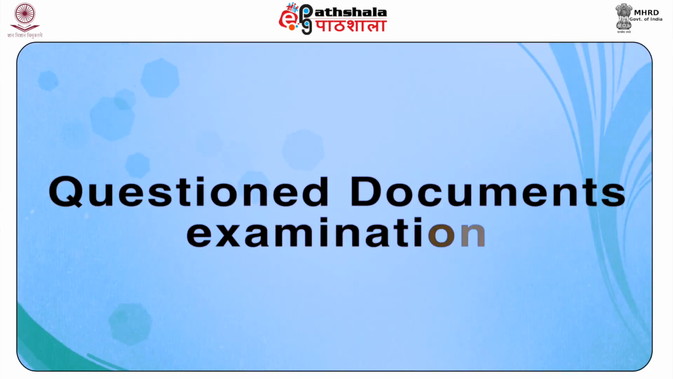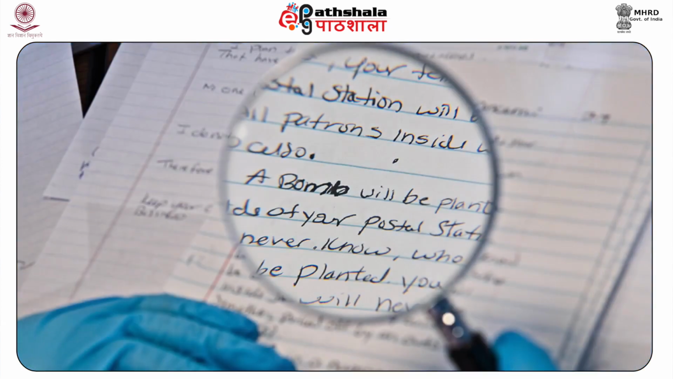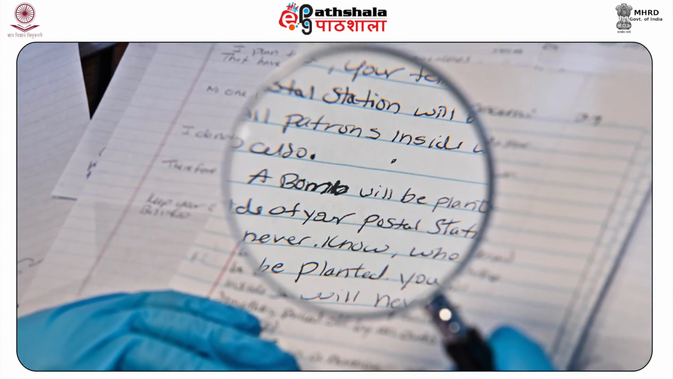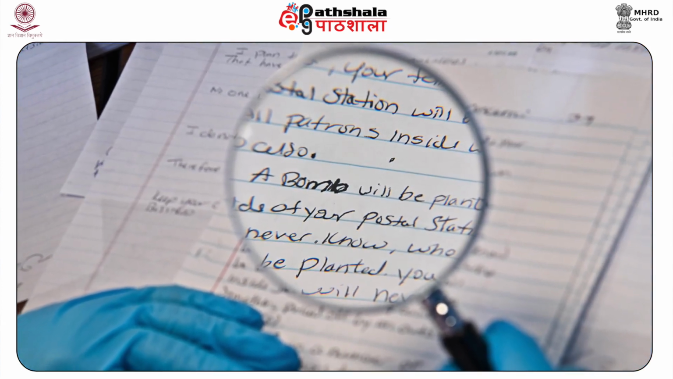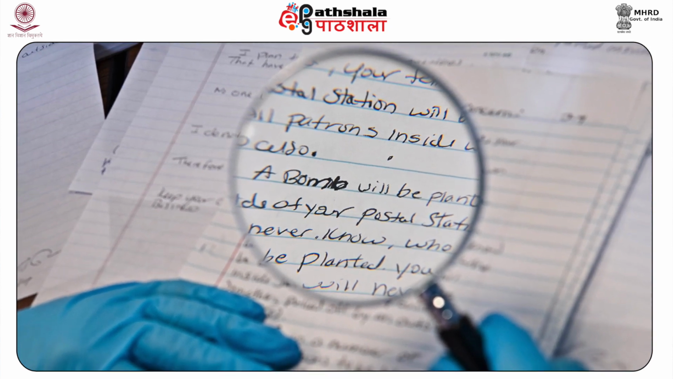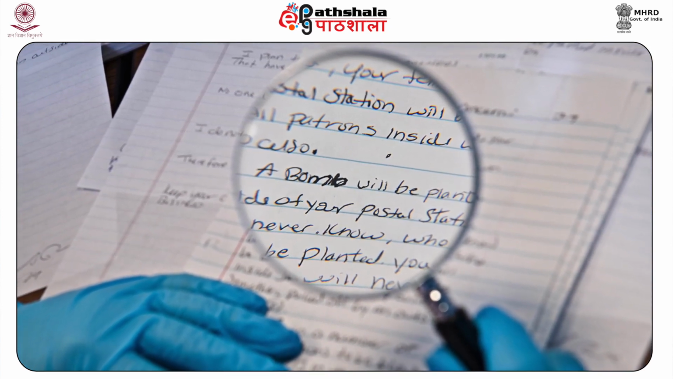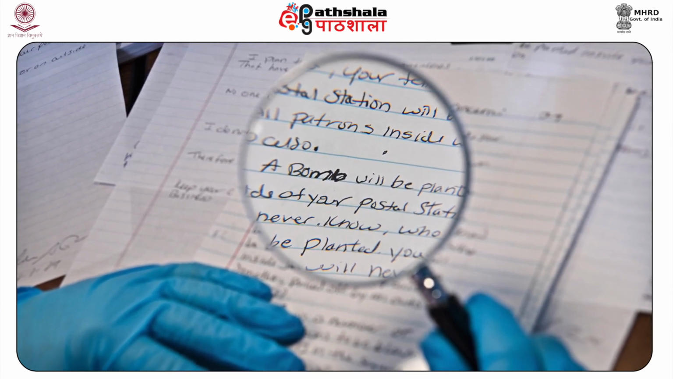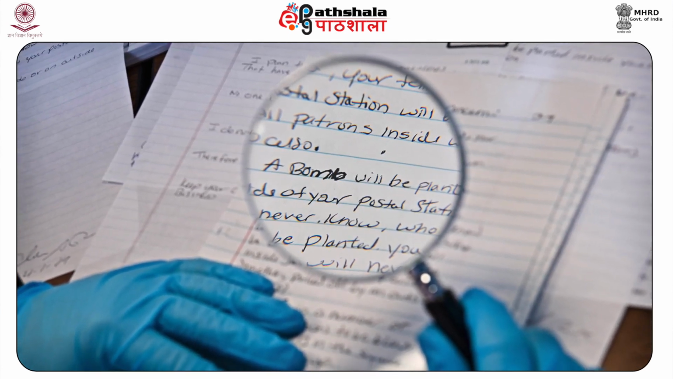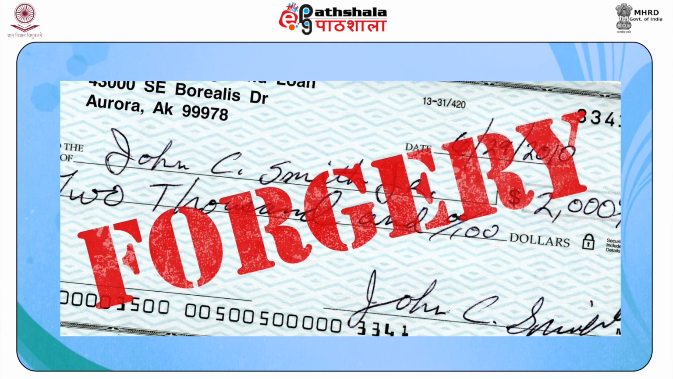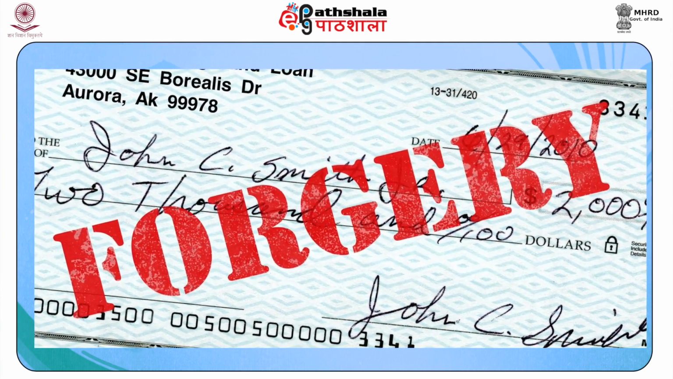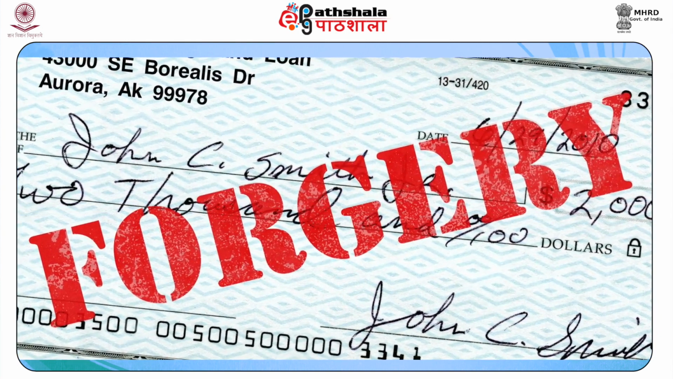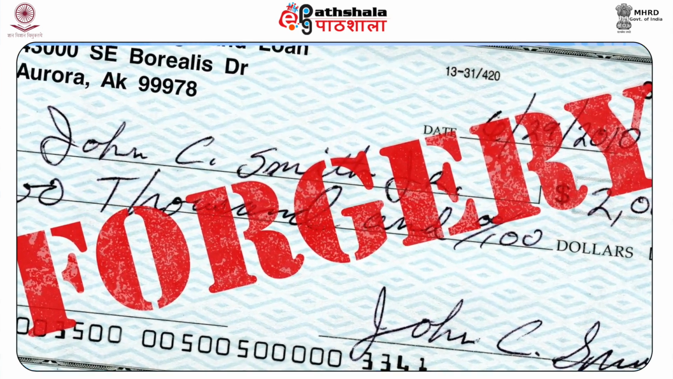Next is questioned document examination. This branch of forensic science deals with the comparison and interpretation of handwriting, signatures, mechanically produced material that is typed or printed, and photocopied material. Papers, inks, and other materials used to produce documents may also be analyzed.